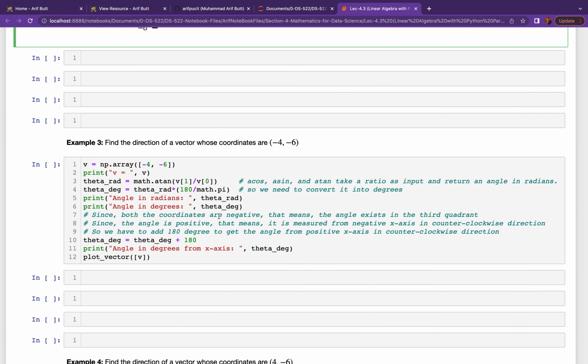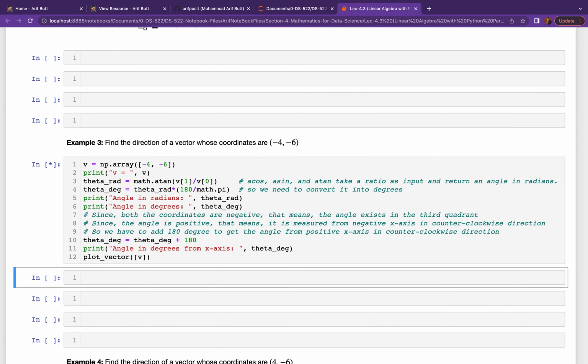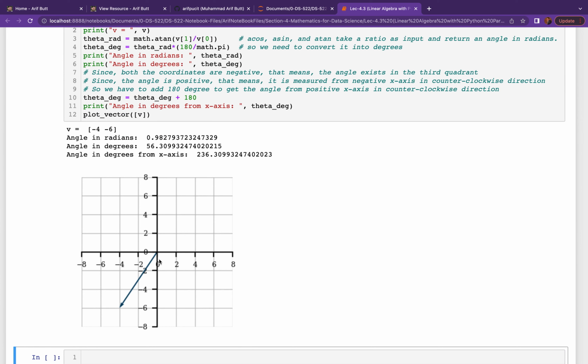Let me move on to the third example. And over here, this time the vector is in the third quadrant. So the shortest angle is 56 degrees. You see, from the negative x-axis, this is 56 degrees. And we need to add 180 degrees, because we are used to computing the angle from the positive x-axis. So over here again, I have added 180 degrees.